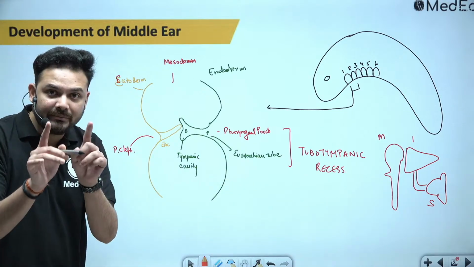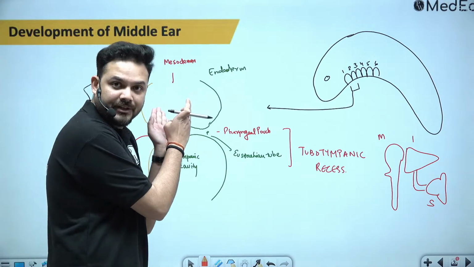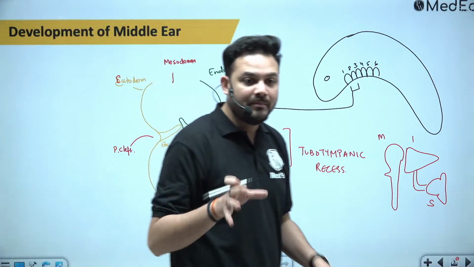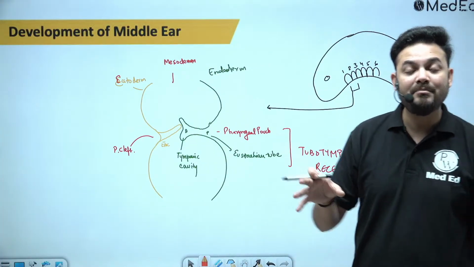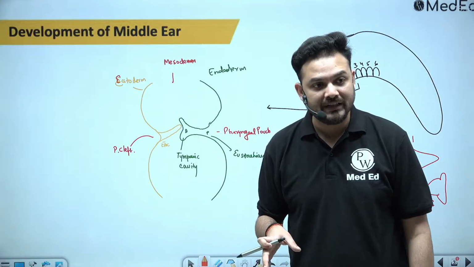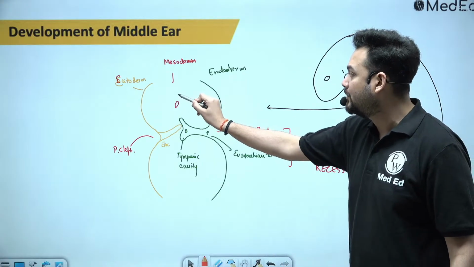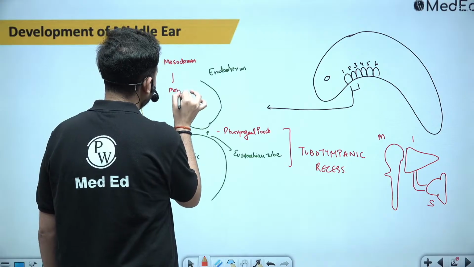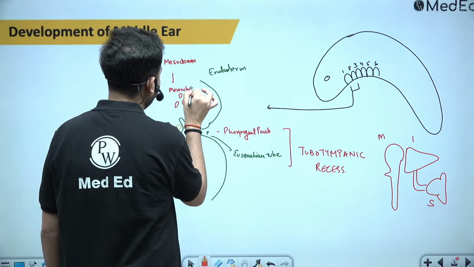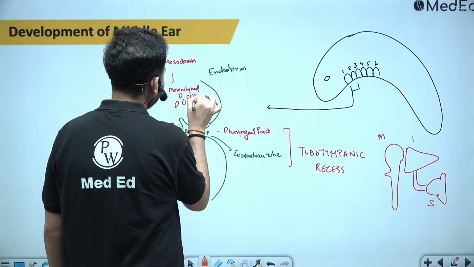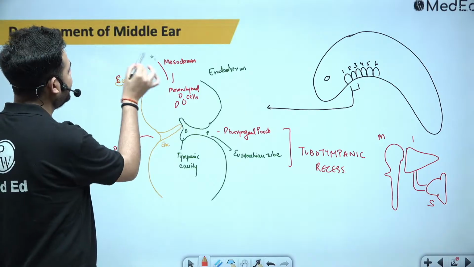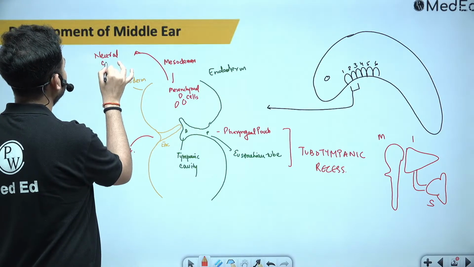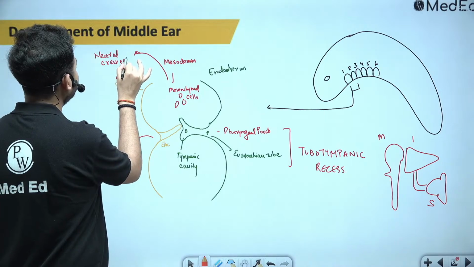I told you in the beginning, the center of the arch is made up of mesoderm. Mesoderm means that it contains certain cells which are called mesenchymal cells. And these mesenchymal cells are actually derivatives of neural crest cells.